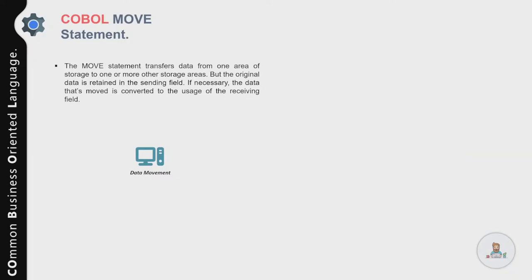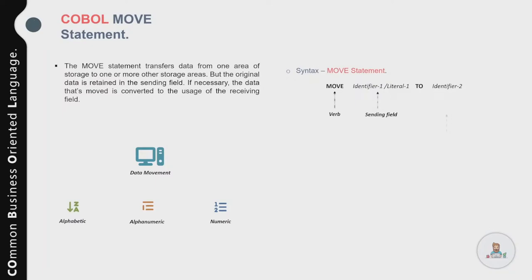Now, when we talk about data movement, there are three different categories of data movement. First one is alphabetic, second one is alphanumeric, and third one is numeric. And remember, when a field is moved to an alphanumeric edited or numeric edited field, then the field is called edited. That means that the data is converted to a more readable form. But when a field is moved from a numeric edited field to a numeric field, the field is de-edited. That means the field data is again converted into a compact form as per the usage of the field.